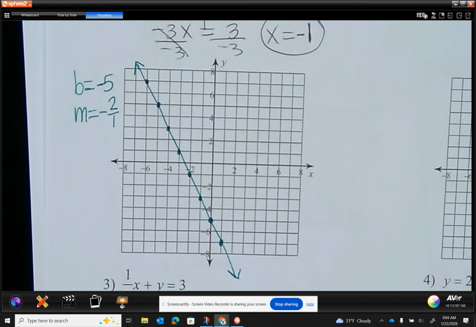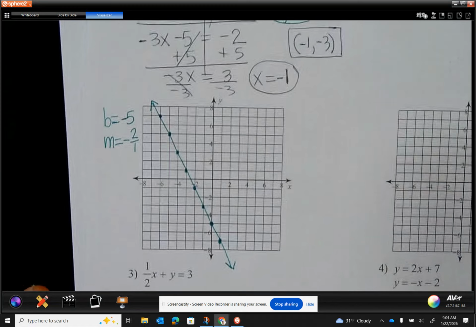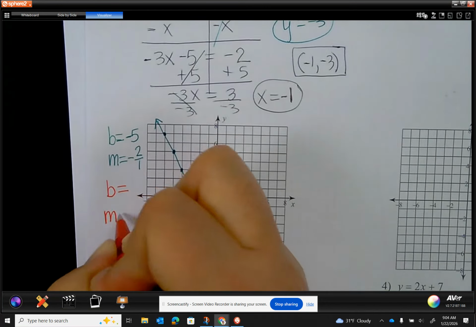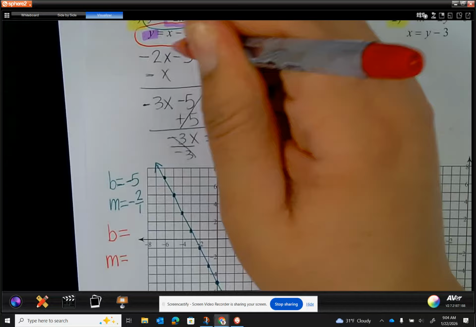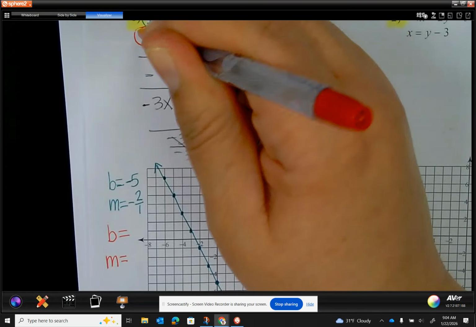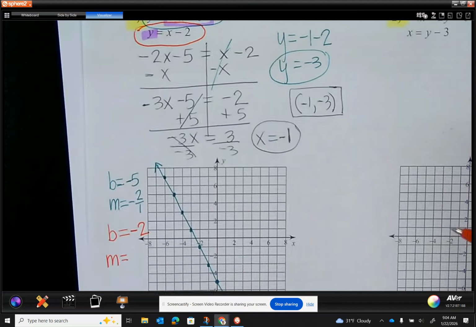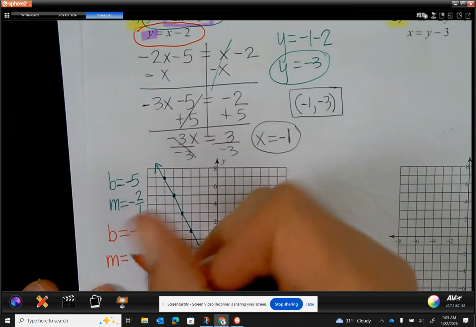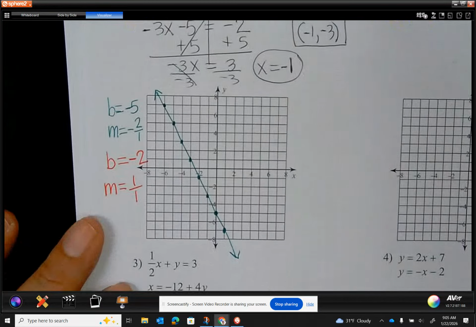And then I'm going to focus on the second equation. For the second equation, I am going to also identify the y-intercept and the slope. For this second equation, what's our y-intercept? Negative 2, because that's our constant. It just has an x, so that means our slope must be what? 1 over 1. If it's a negative x, it's negative 1 over 1. If it's just x, it's a 1 over 1.